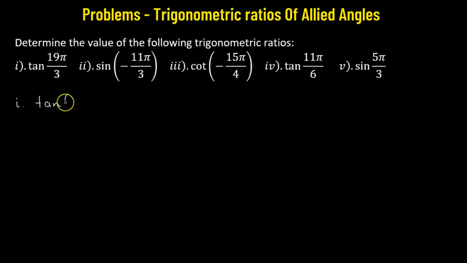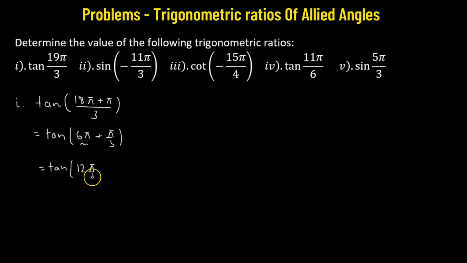Now we can rewrite 19 pi as 18 pi plus pi, divided by 3, which means we now have tangent of 18 pi over 3, so that's 6 pi plus pi over 3. Now we'll try to express 6 pi in terms of pi over 2. So that means we have tangent of 12 pi over 2 plus pi over 3.